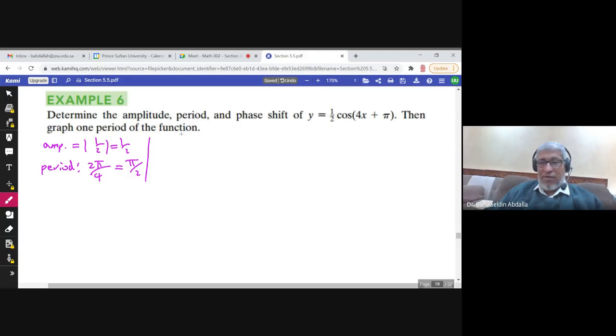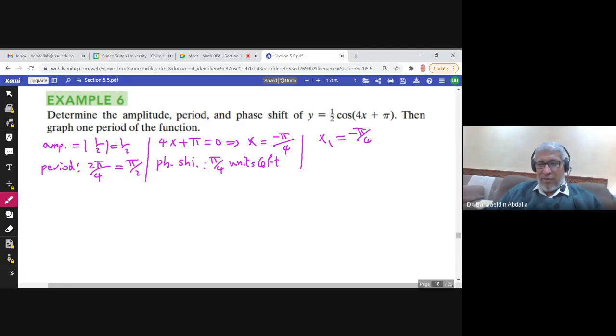Now let us find the phase shift. So we put 4x plus pi equals to 0. We solve. So we take pi to the other side, divide by 4. So this is the phase shift. So the phase shift, pi over 4 units to the left. So x1 is negative pi over 4. We will start the graph from here.